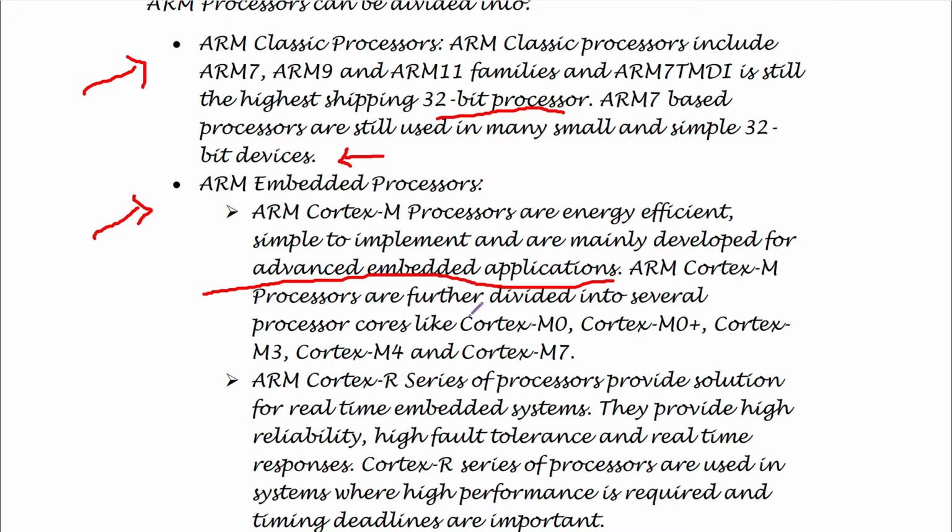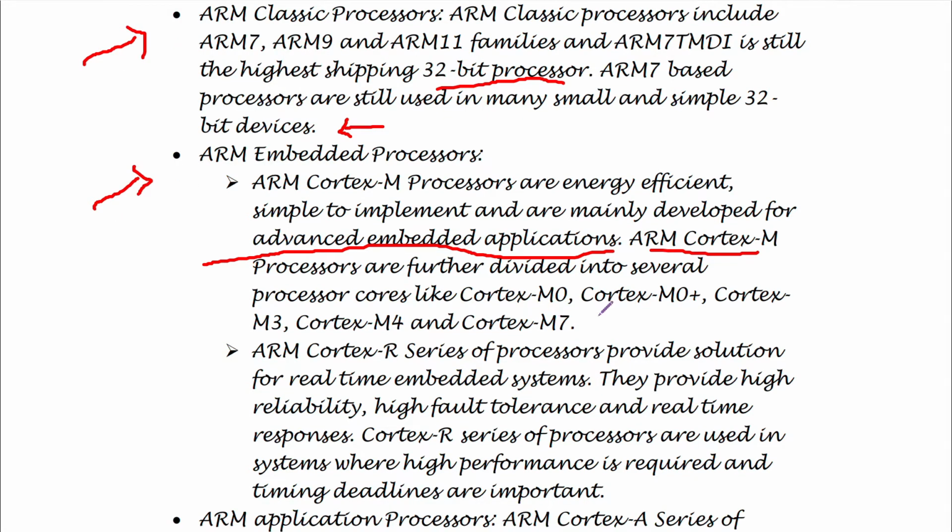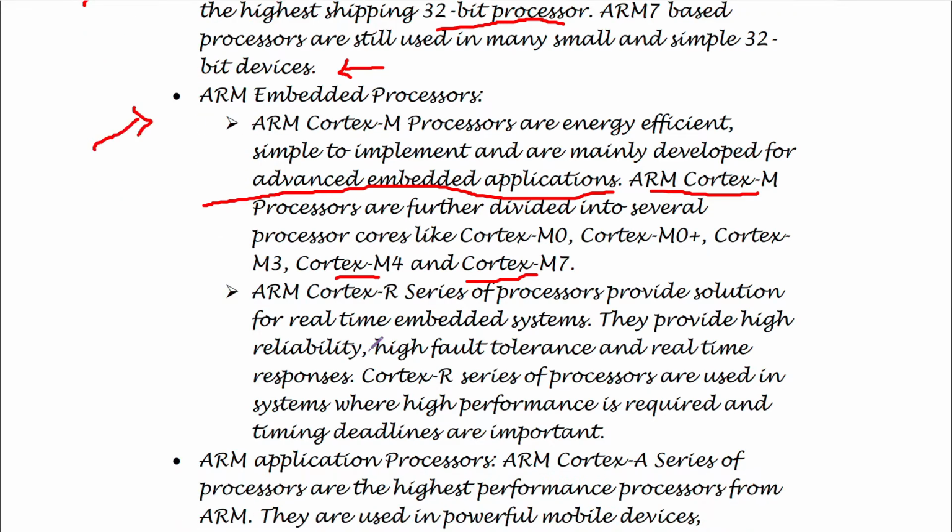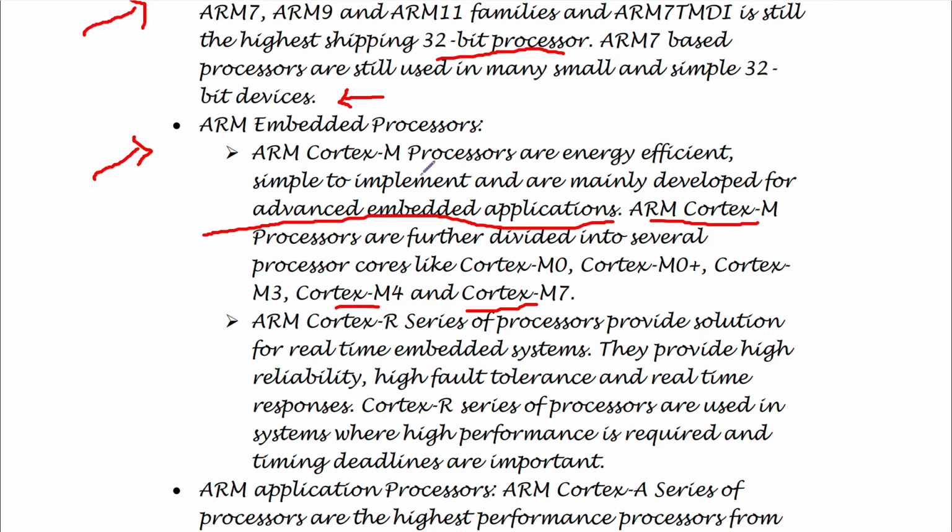So ARM Cortex M processors. This is a series that is used in making embedded processors. They are further divided into several processor cores like Cortex M0, Cortex M0 Plus, Cortex M3, Cortex M4, Cortex M7. So these are some of the processors that are used in embedded processors, right? So this M series is used for embedded applications.